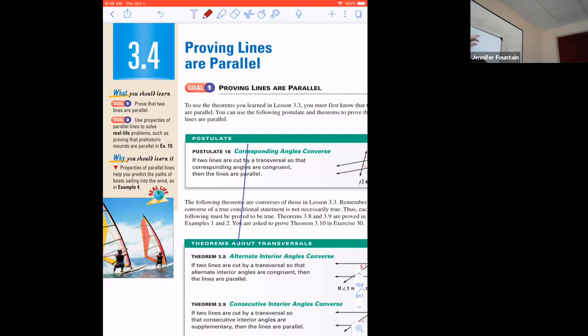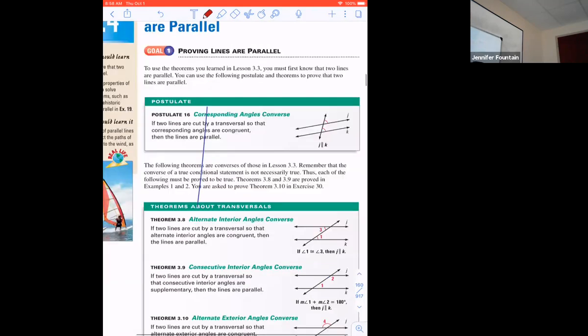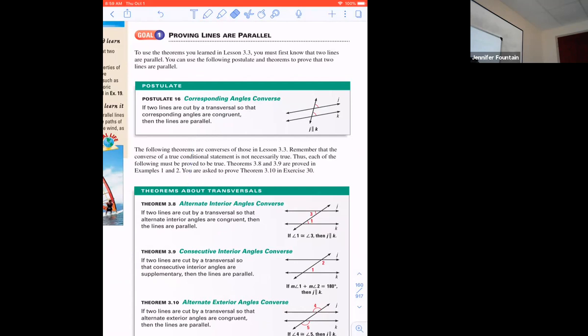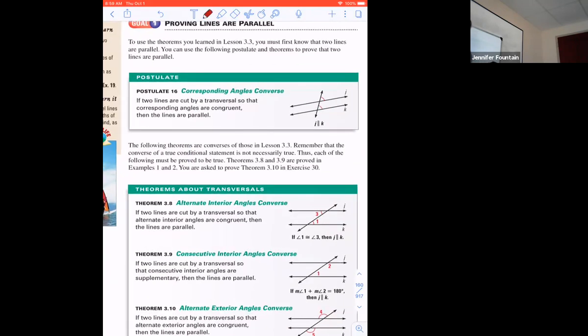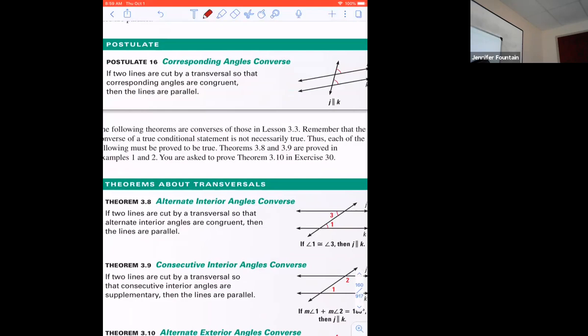3.3 says if my lines are parallel, then my angles are congruent. Now in 3.4, I'm saying if my angles are congruent, then my lines are parallel, okay? So not only do we use our if-then statements and our conditional statements in converse, as we're kind of seeing that here with these lessons. So basically understanding that these are the converse, and that's why on page 150, you can see that the first postulate 16 is called the corresponding angles converse.